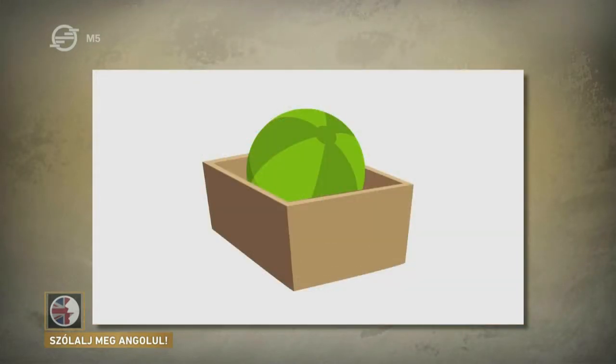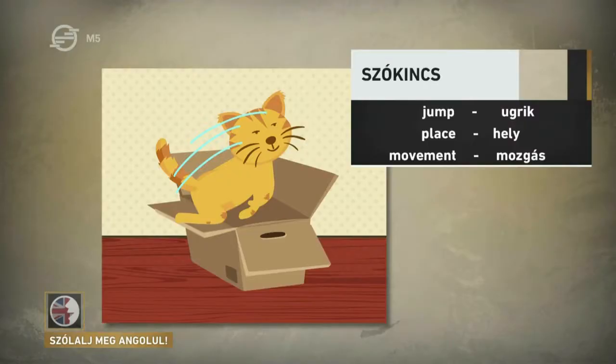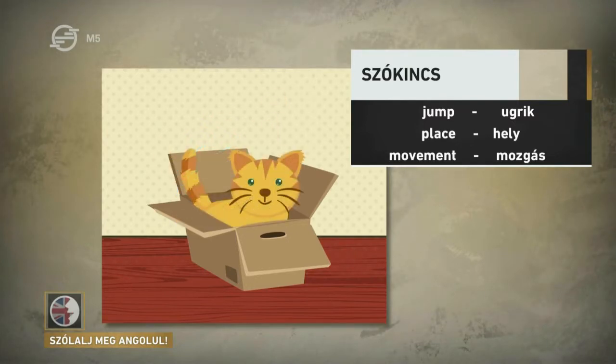Have a look at this picture. This is in, and this is into. So, it's the same idea, but in is a preposition of place, and into is a preposition of movement. The cat jumped into the box. Now the cat is in the box.